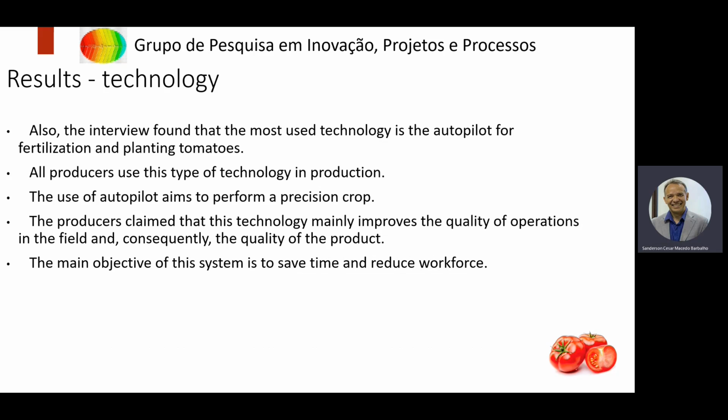In terms of technology, the interviews also found that the most used technology is the autopilot, as I already said. The use of autopilots aims to perform precision crop for tomato. The producers claim that this technology mainly improves the quality of operations in the field and consequently the quality of the product. And the main objective of the system is to save time and reduce workforce.